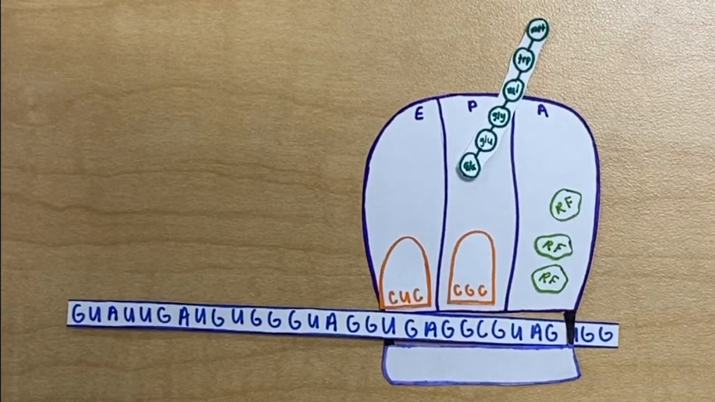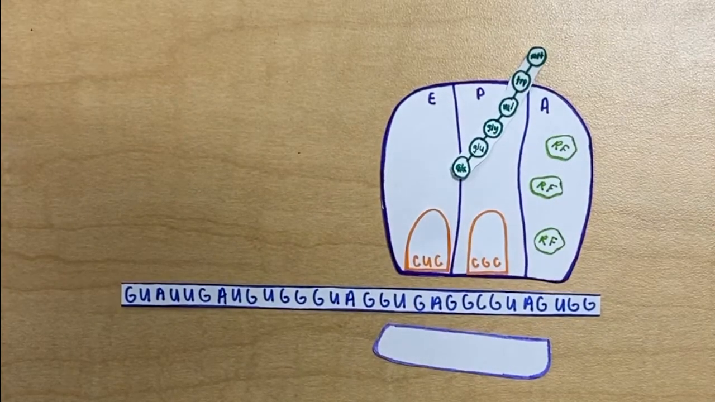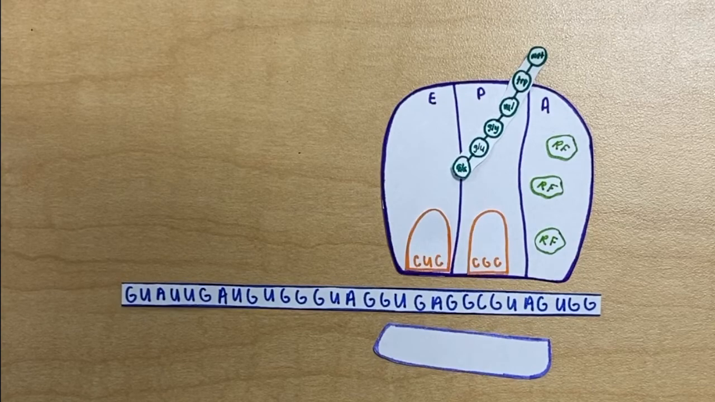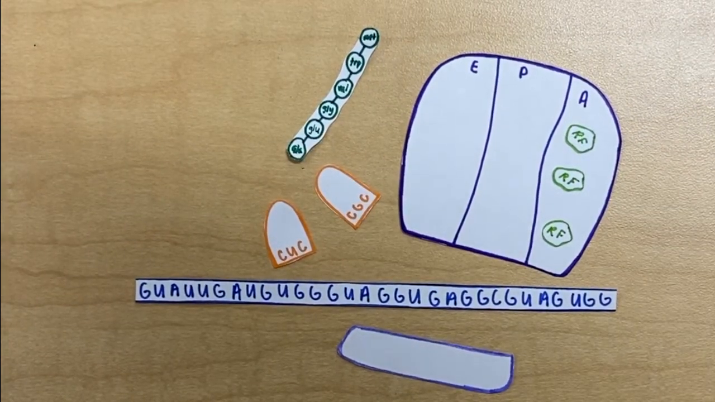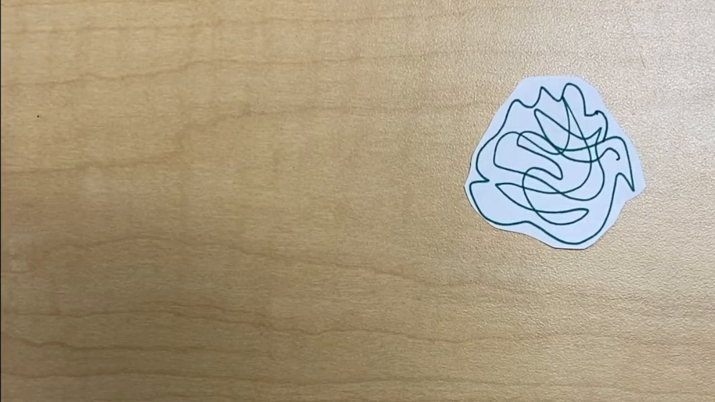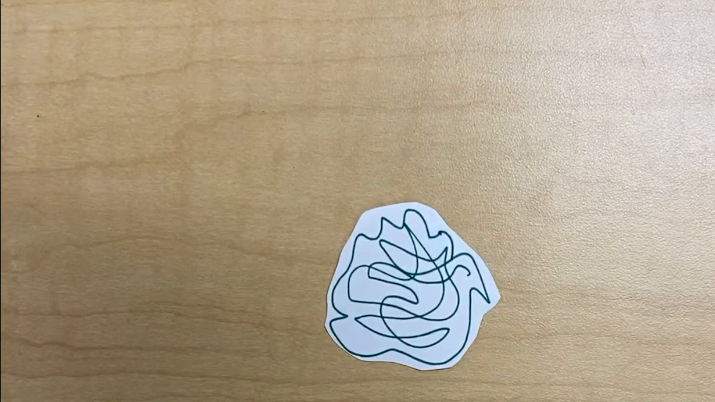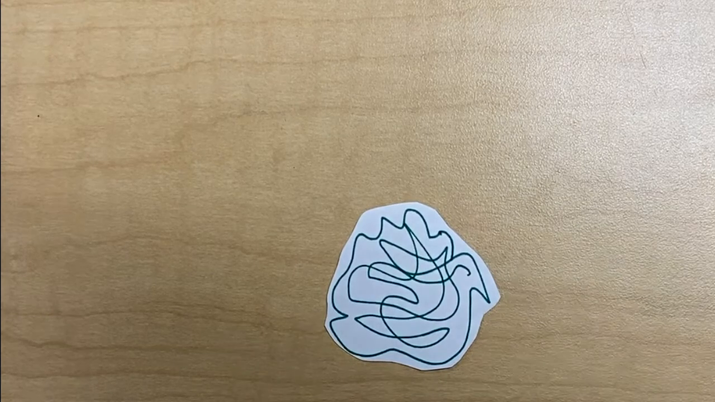Release factors catalyze the release of the polypeptide amino acid chain from the tRNA in the P site, freeing it from the ribosome. The 2 subunits of the ribosome then dissociate and the mRNA is released. The ribosomal units and mRNA can repeat this translation. The newly made protein folds into its native 3D shape and goes off to do the job it was made for.